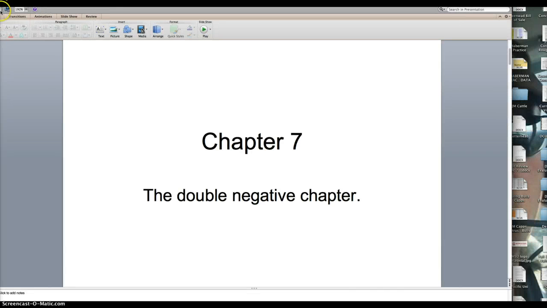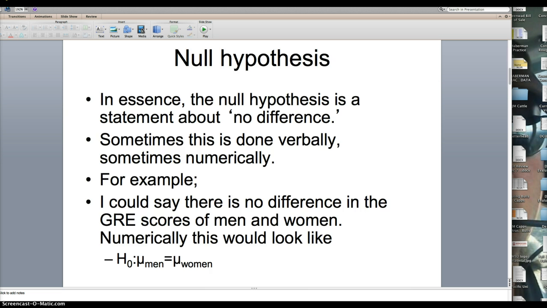This chapter is about something called hypothesis testing. Every research study that's conducted, at least most quantitative research studies, involves testing some sort of hypothesis. And this is based in something actually called the null hypothesis, which in essence means there is no difference between two things, or sometimes three things or more. Sometimes it's done verbally, sometimes it's done numerically.